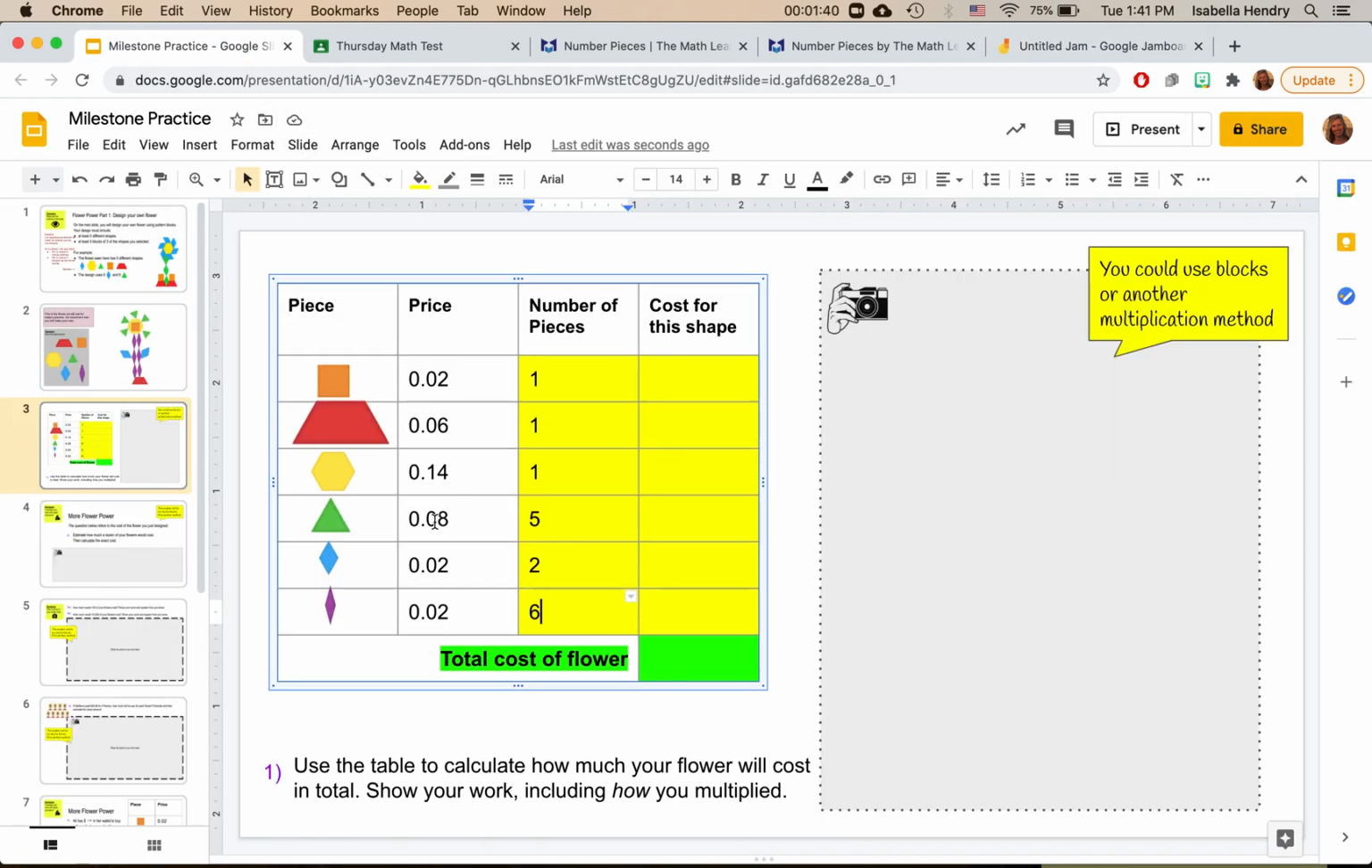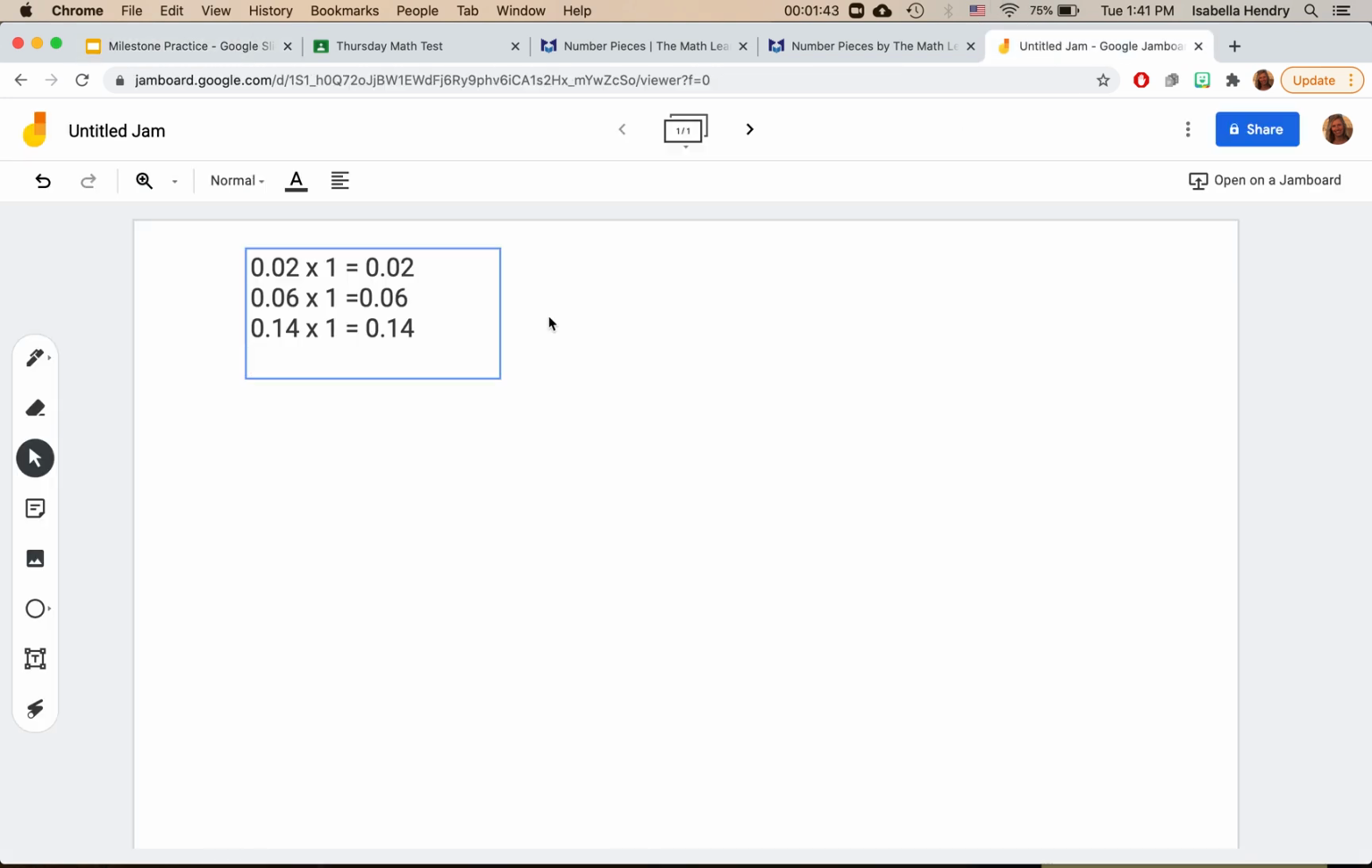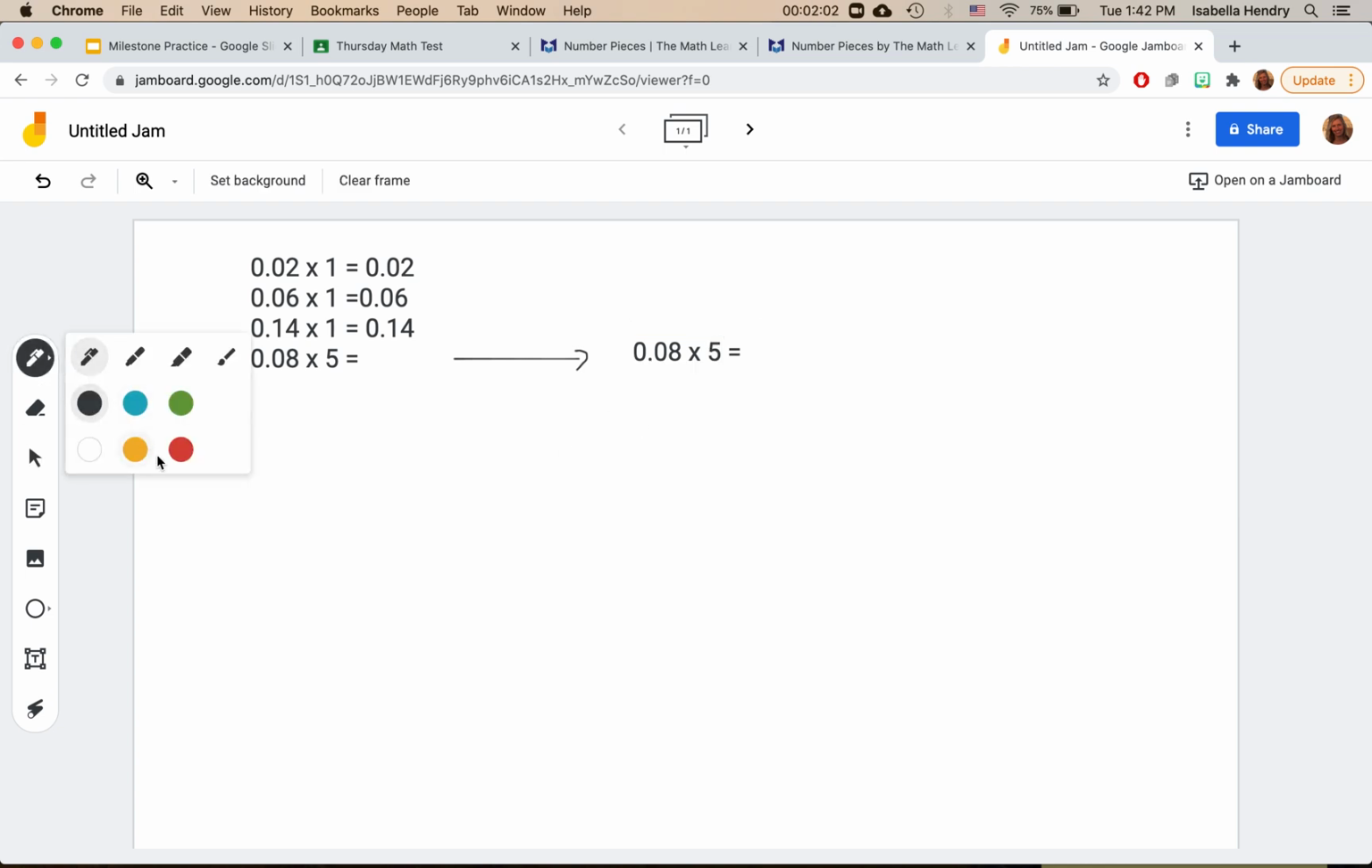Okay, next one is 8/100 times 5. This is where it gets a little tricky. I'm going to come over here and draw an arrow so you can tell where I'm working. I'm going to use the moving decimal method. So I have 8/100 times 5, and I'm going to move that decimal to the right 2 times. Now my problem has become 8 times 5, and I know that is 40. So that's 40 wholes, 5 times 8.